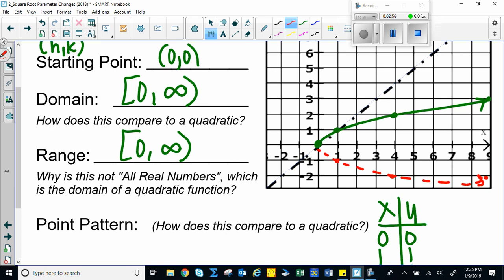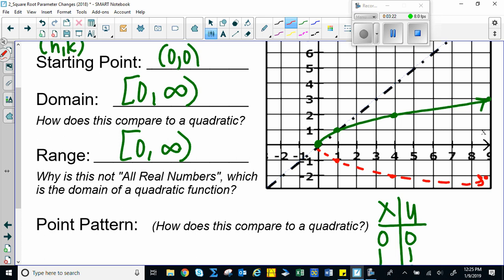Yes, ma'am. I can't take a square root of a negative number. But if I'm just talking about a reflection, why wouldn't I have that bottom part? What have we been studying all year? You're on the right track. We have been studying functions. Is this a function? No, it fails the vertical line test.